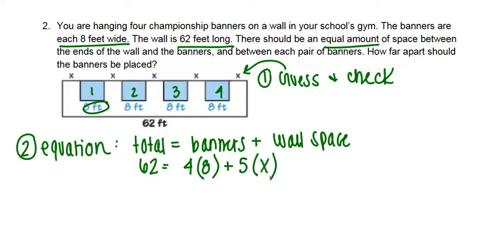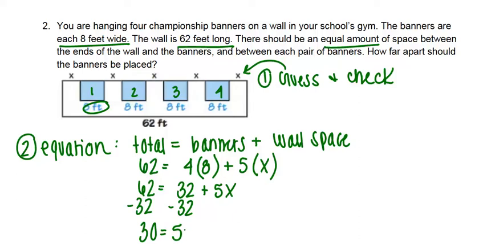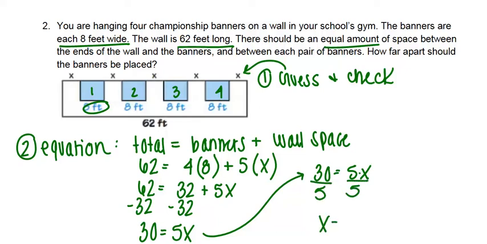at some unknown length. As soon as I have something in this form, I can go ahead and simplify. I have 62 equals 4 times 8 is 32 plus 5x. Go ahead and subtract 32 from each side to get that variable by itself. So I have 30 equals 5x. We know that since we're multiplying, we want to divide to get our variable by itself. And we should get an answer of x equals 6.